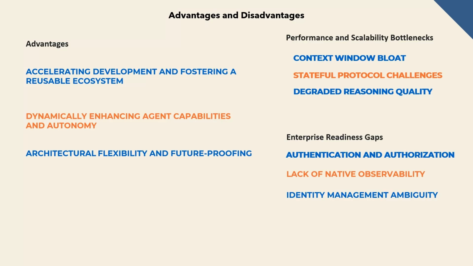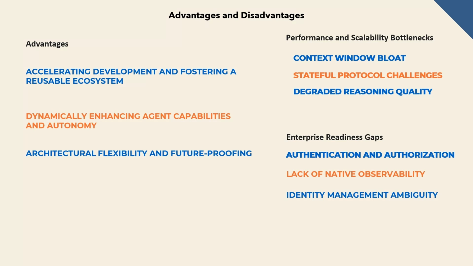Stateful protocol challenges. MCP uses persistent connections, which sounds great until you need to scale. Each user session maintains its own connection state. So at 10,000 concurrent users, you are managing 10,000 stateful connections per server. Compare that to a stateless REST API where any server can handle any request. So horizontal scaling becomes tricky, and you need sticky sessions or sophisticated state synchronization. For a high traffic enterprise app, this architecture requires careful planning.